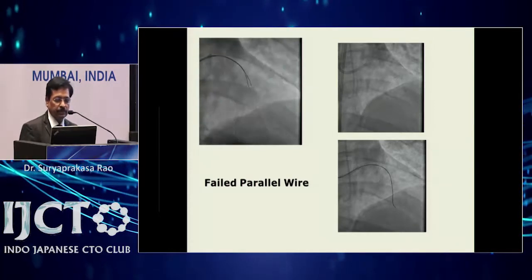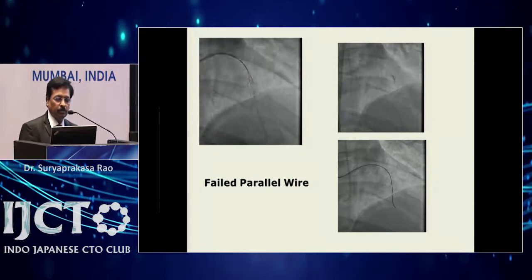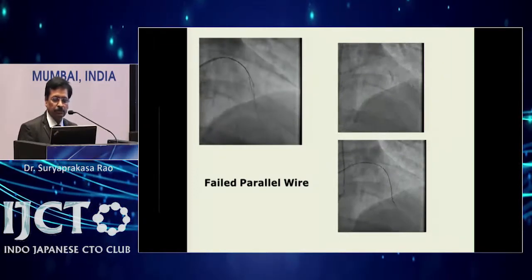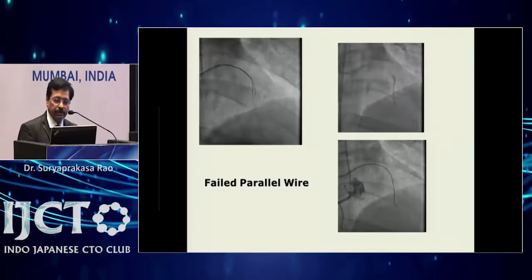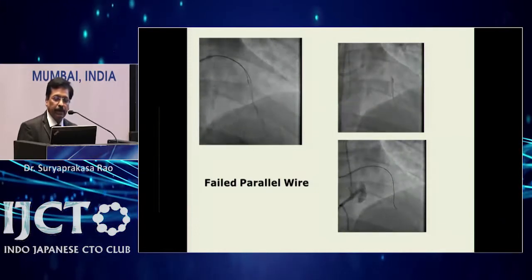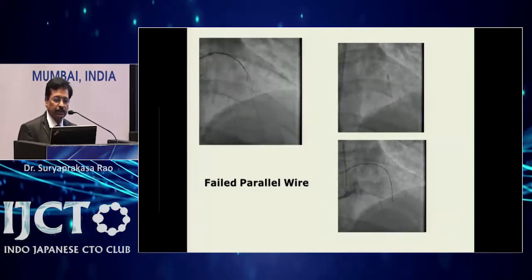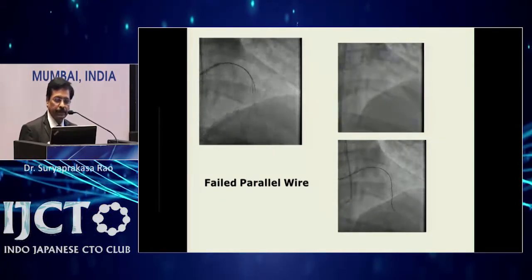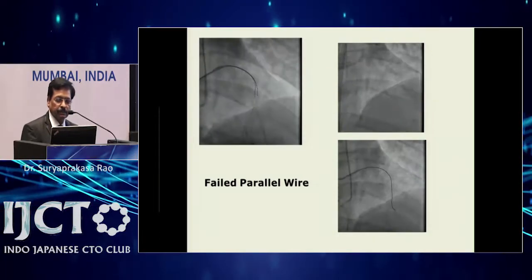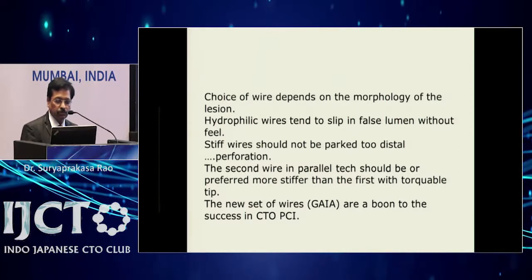This is one of the live demonstration cases. I had this problem: both wires were in the false lumen. So sometimes you have to do some innovative techniques. Even though it is not advisable, it is prescribed: a very small quantity of contrast through a fine cross catheter, a contrast-induced redirection of the wire. I did this in this case and finished the case. But I don't advise beginners to do this procedure.